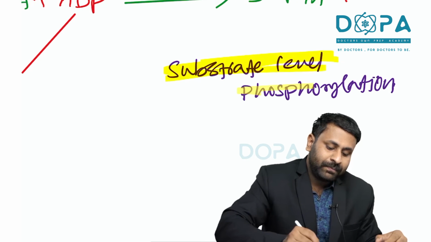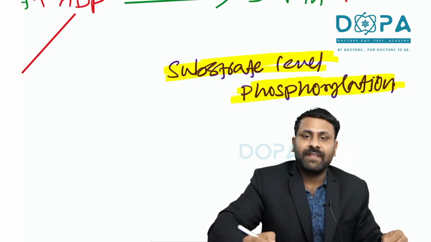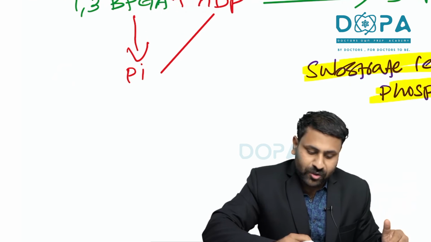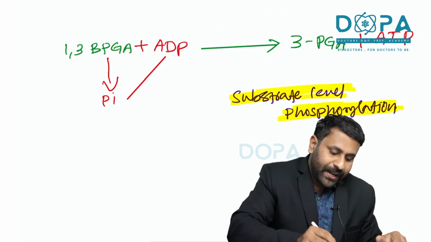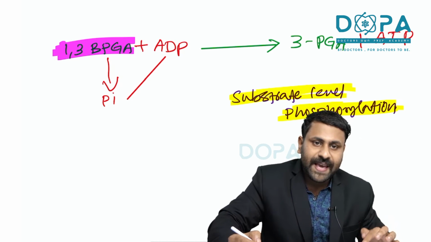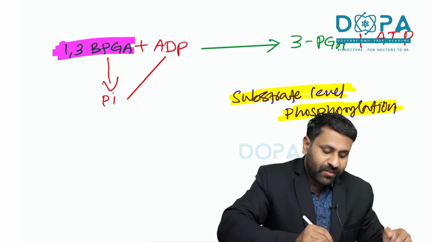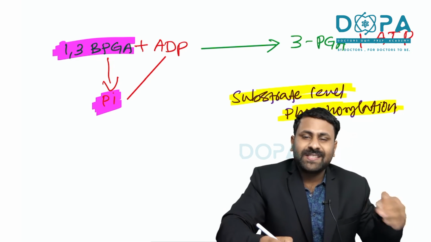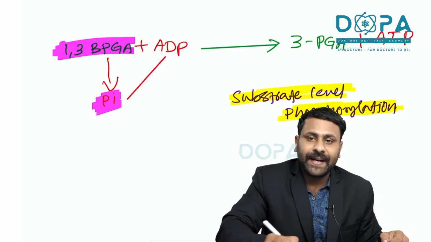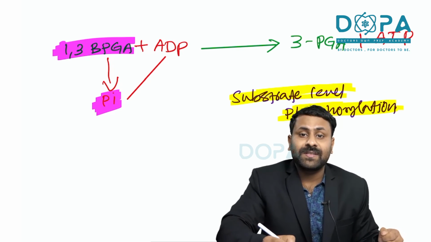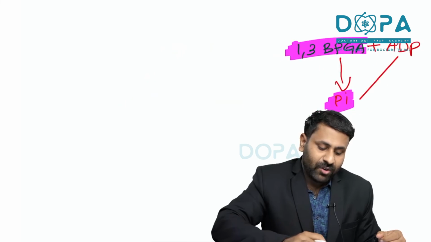What do you mean by substrate level phosphorylation? It is the synthesis of ATP where the phosphate group is provided by a substrate. In this reaction, the substrate is 1,3-BPGA. That 1,3-BPGA provides 1 phosphate group to ADP. As a result, it forms ATP. This kind of ATP synthesis is called substrate level phosphorylation.